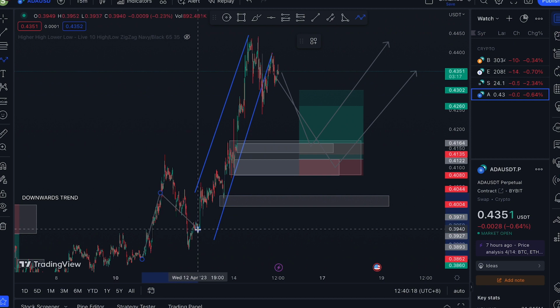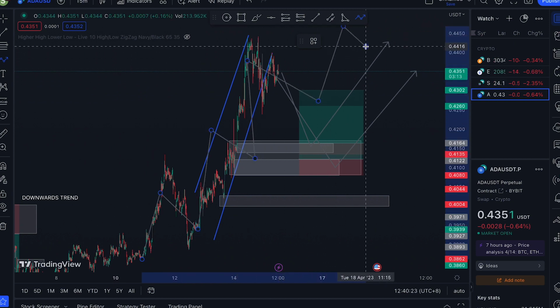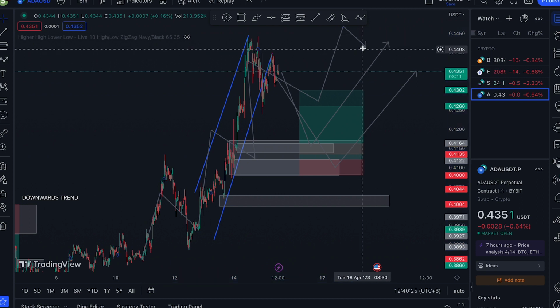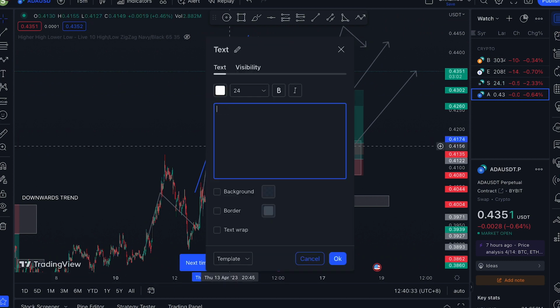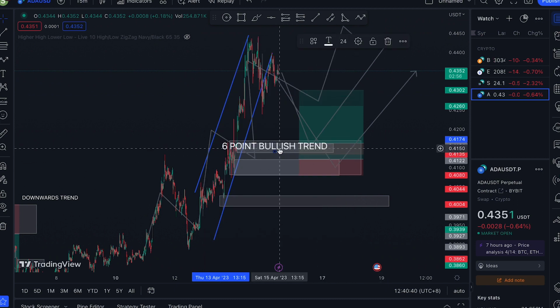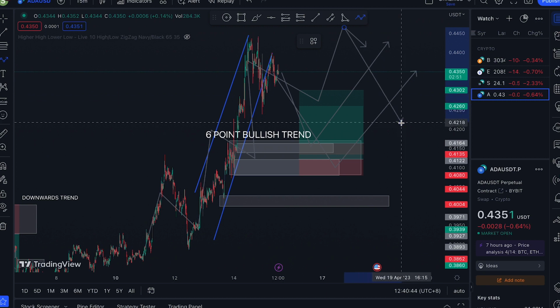Let's say this is a bullish trend, 1, 2, 3, 4, 5, 6. Okay, let's just say something like that. This is just an example, remember. So let me just mark it out so you guys know. Right here, this is going to be a 6-point bullish trend, right? A 6-point bullish trend right there. And then out of that 6-point, you will see one major breakout.